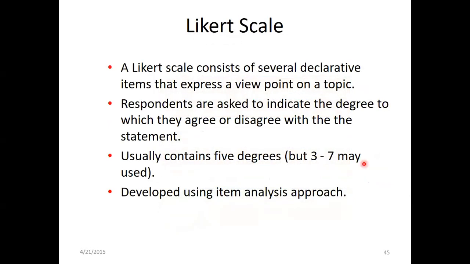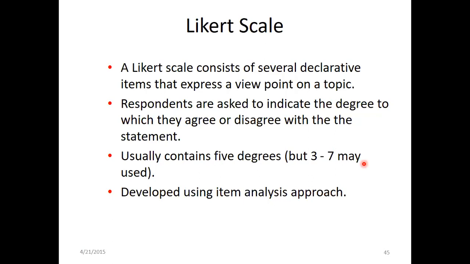Now, the Likert scale is popular. It consists of several declarative items that express a viewpoint on a topic. The respondents are simply asked to indicate the degree to which they agree or disagree, etc. They usually contain 5 categories, that is 1 to 5, but 3 to 7 may also be used. For example, with 3 you simply say disagree, neutral, agree.